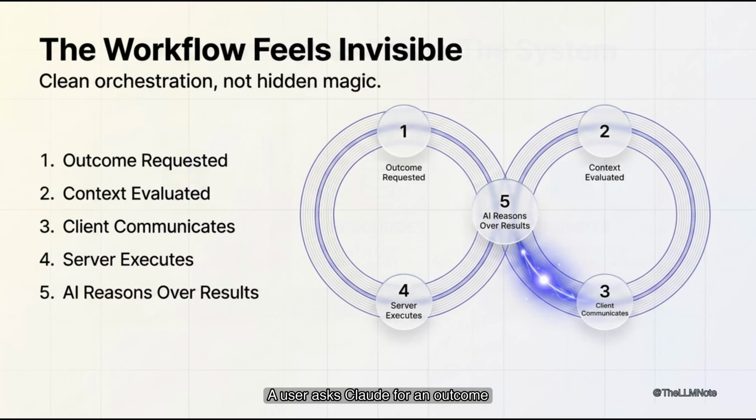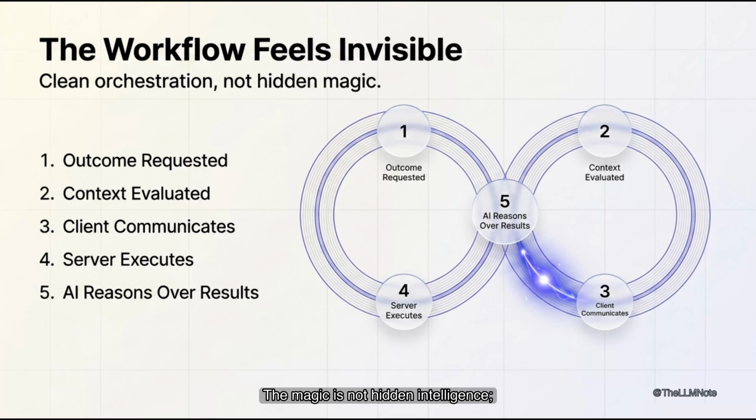A user asks Claude for an outcome. Claude checks what context or capability is needed. The MCP client communicates with the right server. The server returns data or performs the action. Claude then reasons over the result and continues the task.